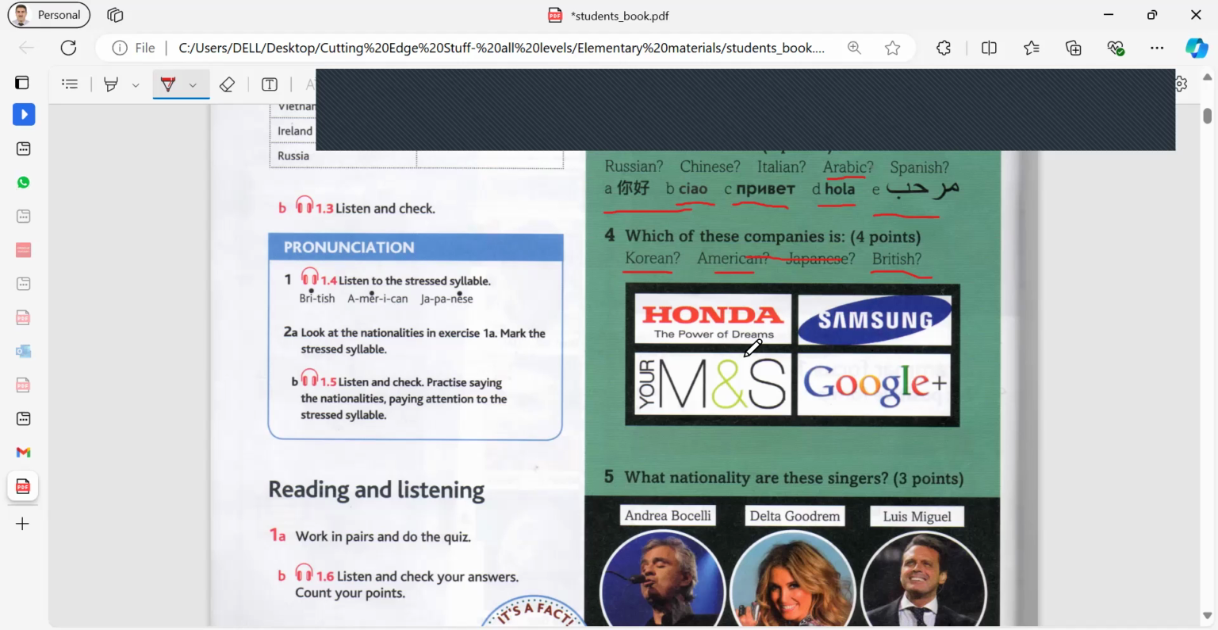Okay. I say Honda car. My car is Honda. Means what? My car is made in Japan. You know? Yes. For example, my mobile is Samsung. Means what? My mobile is made in Korea. M&S. My t-shirt is from M&S. Means what? It's made in UK, and so on.